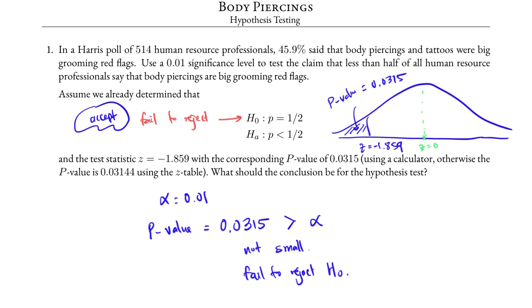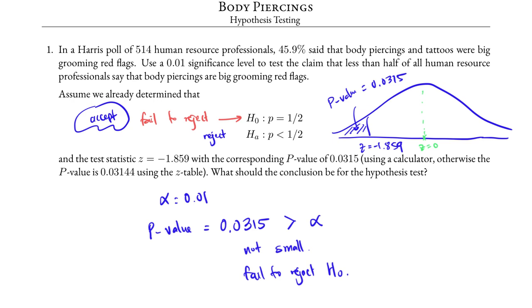But what does it mean? We would have to accept that the proportion of the population is 1/2. But the original claim is that it is less than half. And so again, we fail to reject the null hypothesis, meaning we would have to reject the alternative, because we accept the null. If we accept one, we have to reject the other. But the alternative hypothesis is the initial claim that less than half of all human resource professionals say that body piercings are big grooming red flags here.